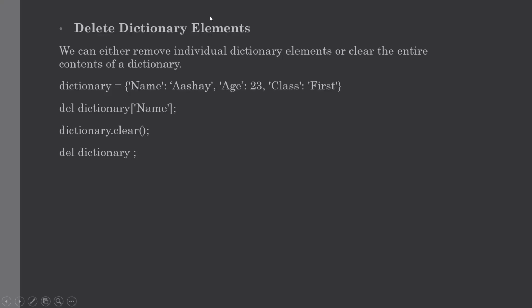Our next topic is how to delete the dictionary elements. So we can either remove individual dictionary elements or clear the entire content of the dictionary. We can also delete the entire dictionary in a single operation. So these are some examples. In the first one, we are deleting the individual dictionary element. In the next step, we are clearing all the elements from the dictionary. And in the last step, we are deleting the entire dictionary. So let me show you with some simple examples.